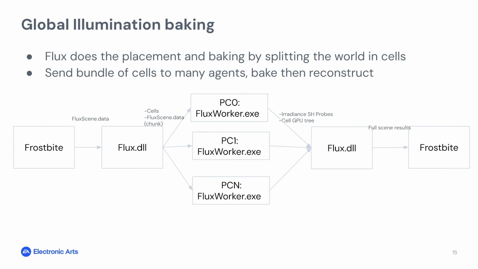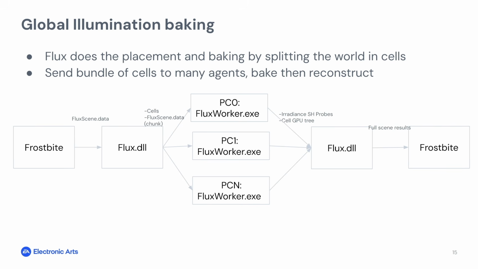The baking process looked a little bit like this. The artist comes in, opens Frostbite, clicks on a button, and then immediately it builds a Flux scene. That process is really quick. It just walks the entities, catches everything that casts GI, and then builds a custom scene representation that is sent to the plugin of Flux.